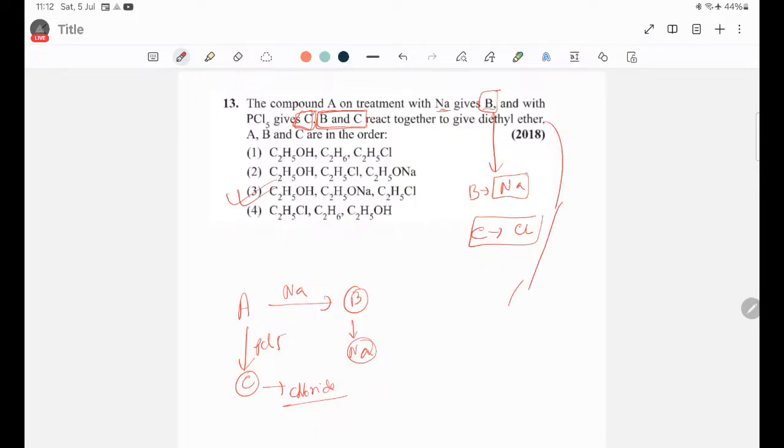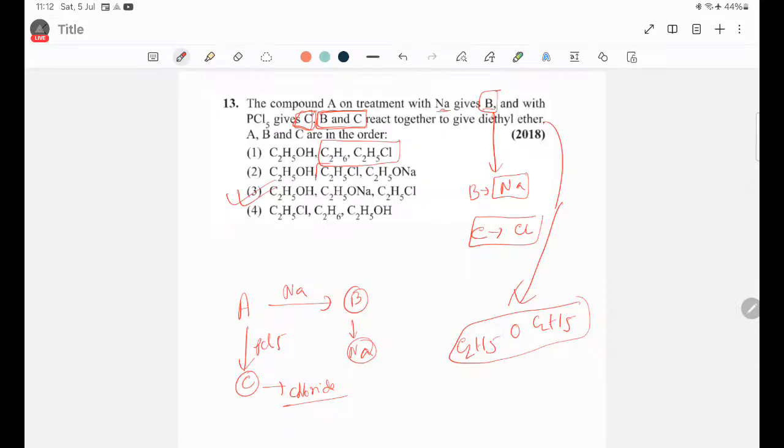What is diethyl ether? Diethyl ether means C2H5O C2H5. Now look at the B and C in every option. In this option, can it attack some other reagent to give this? No, it is not possible because oxygen is not there. So B and C cannot be involved in a particular reaction to give this diethyl ether.